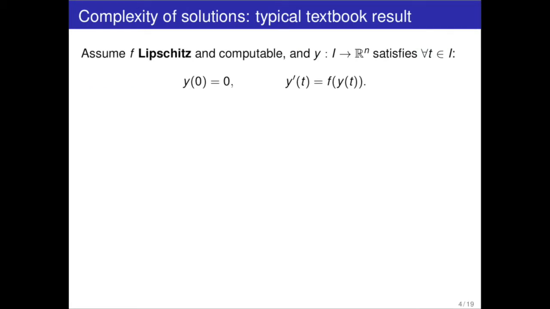So this is complexity, and there are different approaches to complexity. The first one, if you look in the literature, is what I would call the textbook, numerical analysis approach. A typical textbook result looks like this. Usually you assume f is Lipschitz, which is already quite a strong assumption, and computable, obviously. And you assume the solution satisfies this.